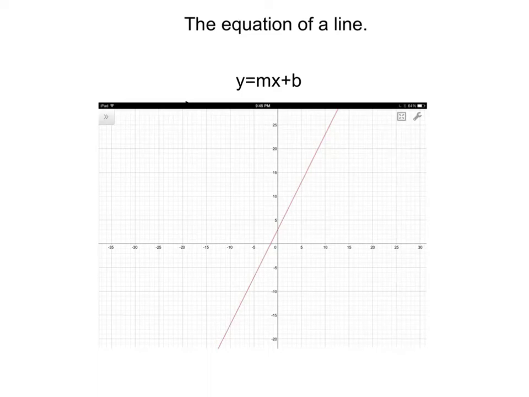All right, welcome to our latest video on the equation of a line y equals mx plus b. In this video, I'm going to walk you through creating the equation of a line from all the different combinations of unknowns for x, y, m, and b. Let's get started.